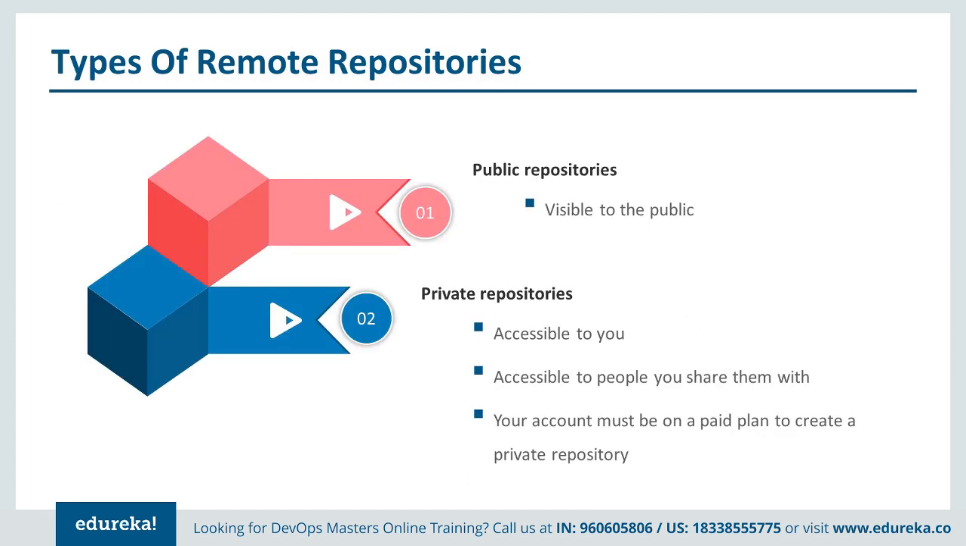There are two types of remote repository. One is the public one and the second is the private one. The public one, as the name says, is visible to the public and anyone can fork or clone your repository, while the private repository is only accessible to you, or to people you want to share it with. For a private repository, your account must be on a paid plan on GitHub. Otherwise, there is also Bitbucket, which I guess allows you to create 3 or 4 private repositories. Otherwise, if you want to share work, you can create a public repository, add a license to your project, and share it with people.